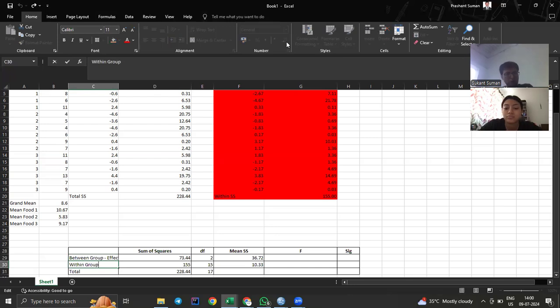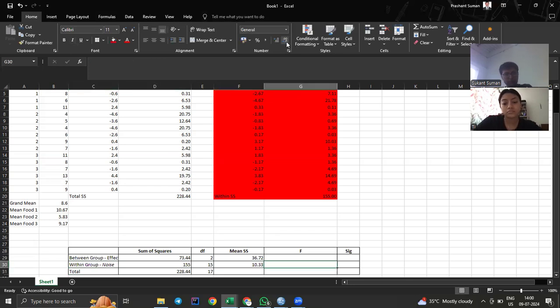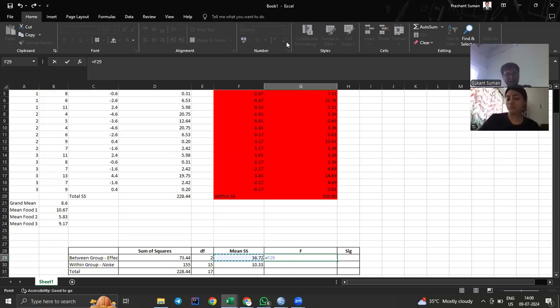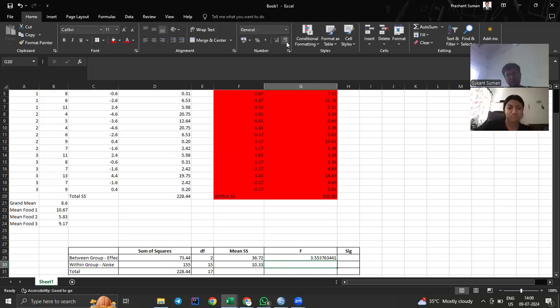And this is also called the noise. Now, an F ratio is nothing but this between group mean square divided by the within group mean square. So this is your F ratio.